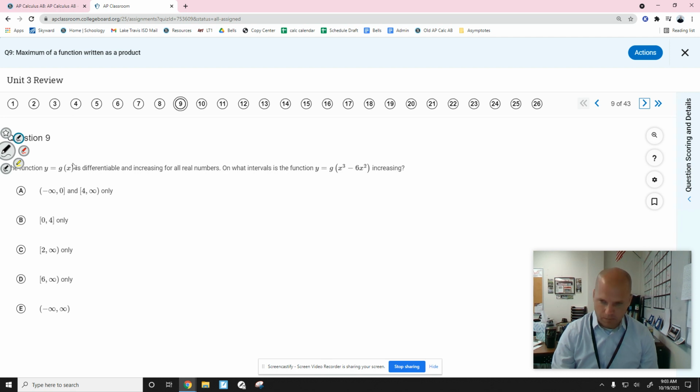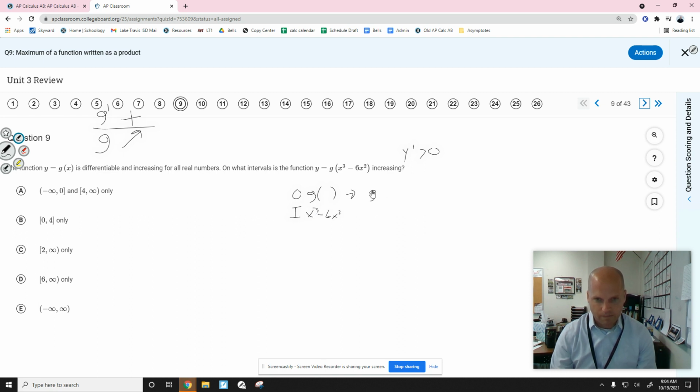G is differentiable, cool. G is increasing. On what intervals is G of x cubed minus 6x squared increasing? So this is going to be increasing when its derivative, y prime, is positive. If G is increasing, that's telling me G prime is positive. Right, this is the table that we've put together. But this is not just G, this is G of stuff. So it's like, when is the entire thing positive? So I have to take the derivative of G of x cubed minus 6x squared.